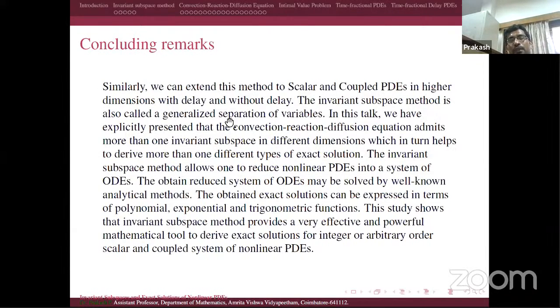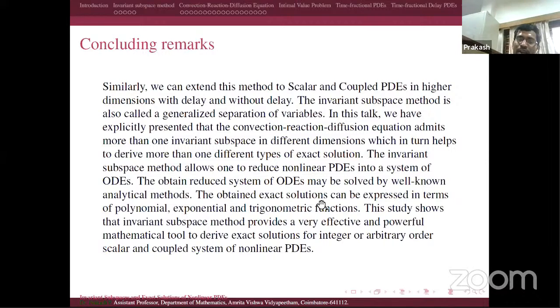The invariant subspace method is also called generalized separation of variables. In this talk, we have explicitly presented that the convection reaction diffusion equation admits more than one invariant subspace in different dimensions, which in turn helps to derive more than one different exact solution. The main important point is that the invariant subspace method allows one to reduce a nonlinear PDE into a system of ODEs. The obtained reduced system of ODEs may be solved by well-known analytical methods. The obtained exact solution can be expressed in terms of polynomial, exponential, and trigonometric functions.